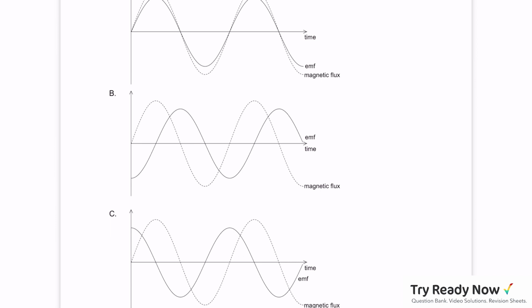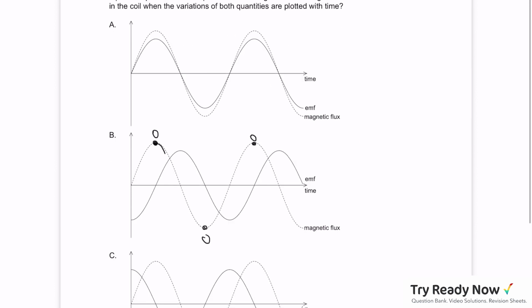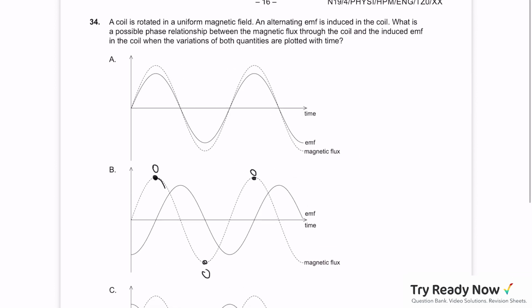So as we can see here, there's no change in magnetic flux at these areas because it's going up, this is 0, and it goes back down. 0, 0. And when the change in magnetic flux is 0, so is the EMF. So that means that for question 34, the answer is B.